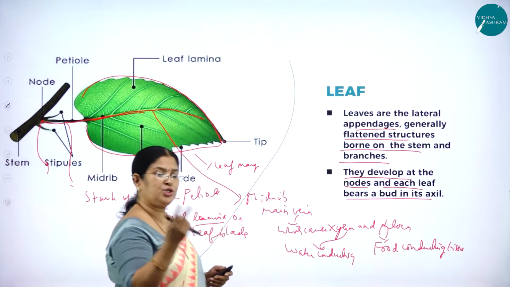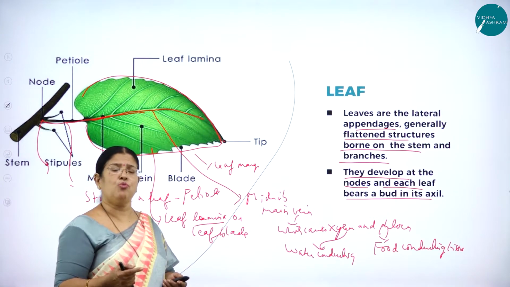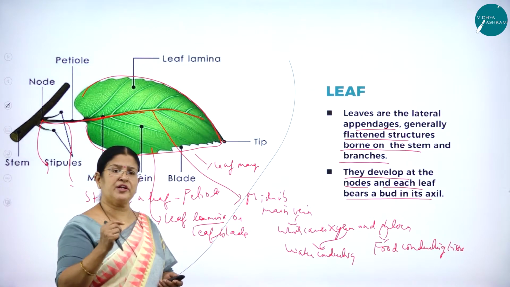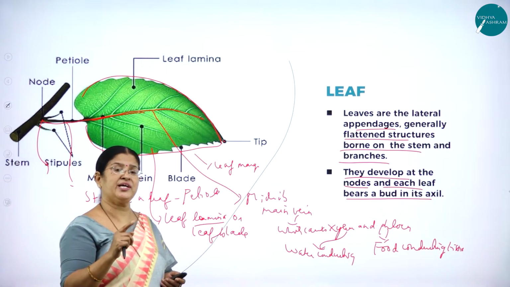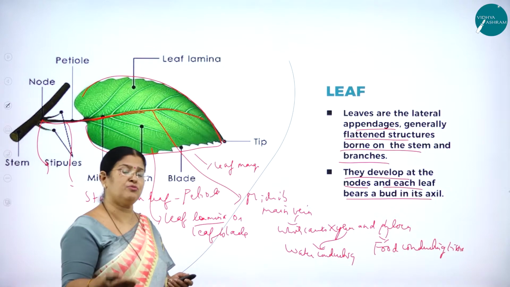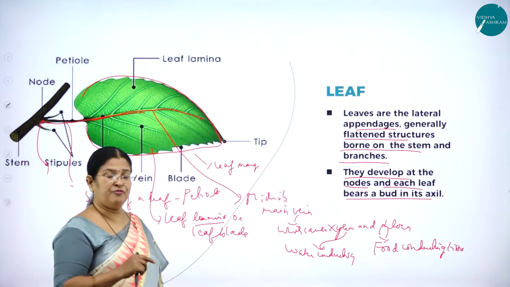Xylem is what? What are the two very important conducting tissues? What do you mean by conducting? Transporting. What are two very important things for a plant? Water and food. Which is the tissue which conducts or transports water from downwards to upwards? It is xylem.